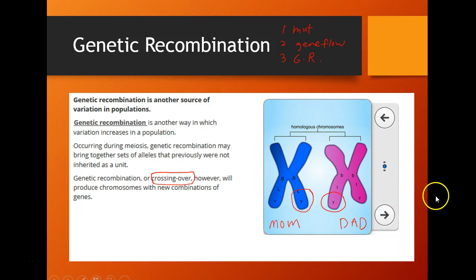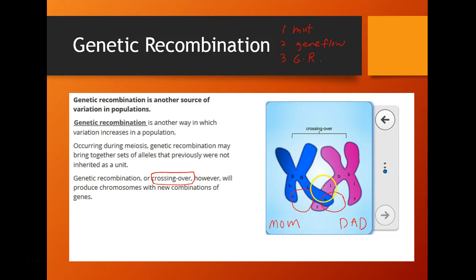And so what happens is we have this crossing over. And so this crossing over is when we have one arm of the chromosome right here cross with the other one, and so they're switching it up so that it's not just all from mom and all from dad, but it's a little bit from mom and a little bit from dad. And so again, this creates different variations in your chromosomes when you pass them on to your offspring.